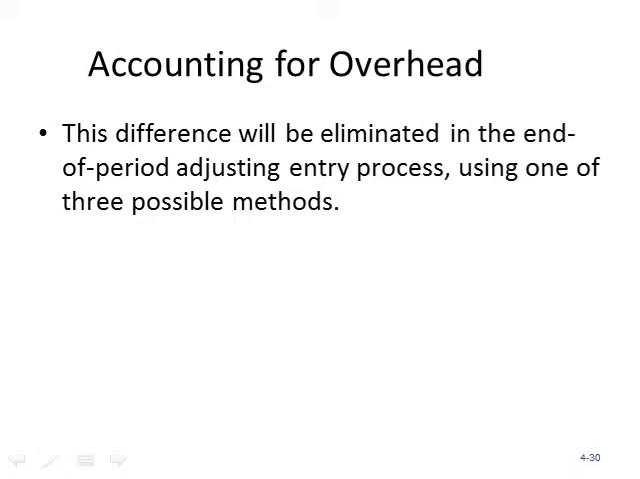And so under allocated indirect costs occur when the allocated amount of indirect costs in an accounting period is less than the actual incurred amount. Over allocated indirect costs occur when the allocated amount of indirect costs in an accounting period is greater than the actual or incurred amount.